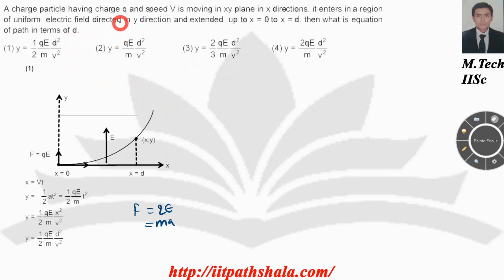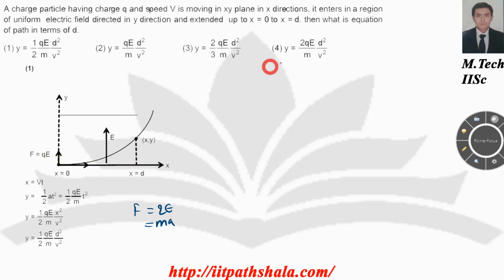A charged particle having charge q and velocity v is moving in the xy plane in the x direction. It enters a region of uniform magnetic field directed in the y direction, extending from 0 to d. What is the equation of the path in terms of d? Now it is a very direct question. You can have this in your worksheets or any kind of institute notes. As you know, it's a very popular question.